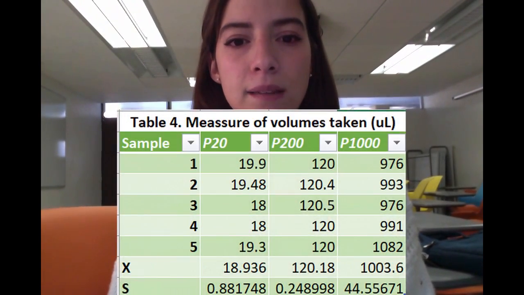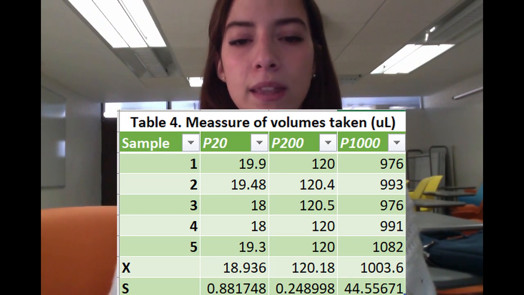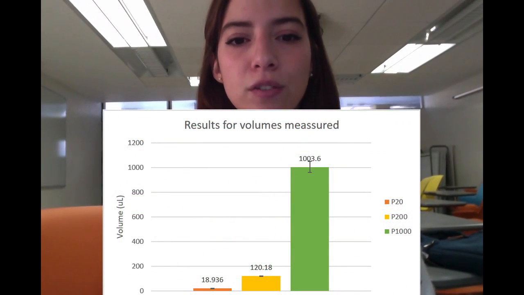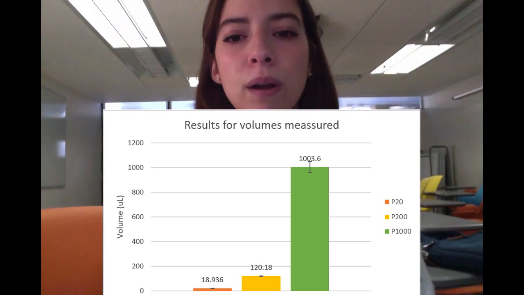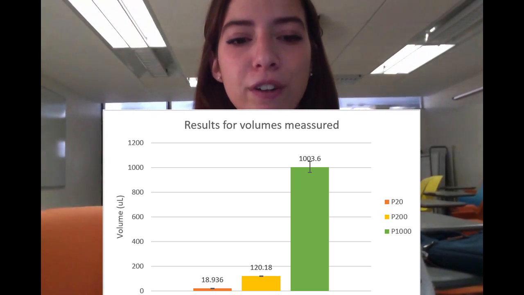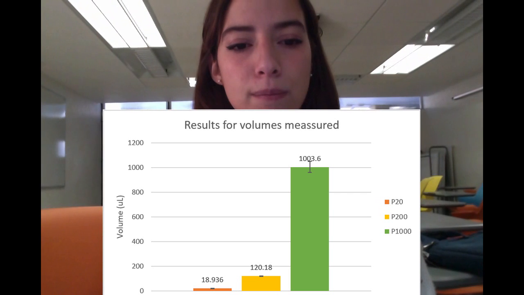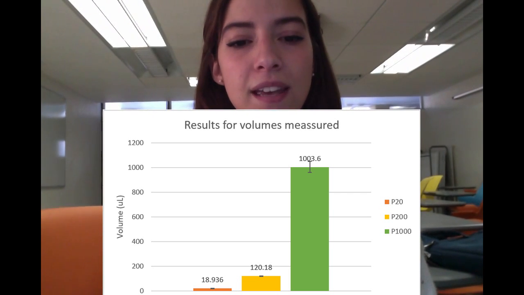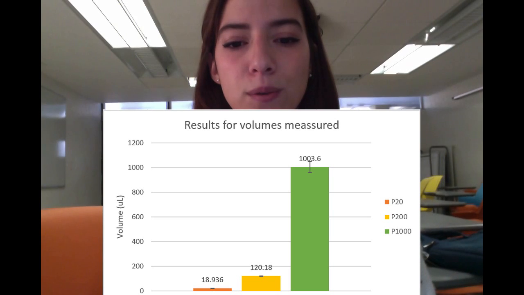The data obtained was graphed in order to have a better interpretation of each micropipette. For the last activity, the maximum volumes of the micropipettes were calculated and registered in a table. The mean and standard deviation for each measure were calculated, obtaining means of 18.966 for the P20, 120.18 for the P200, and 1003.6 for the P1000, and standard deviations of 0.881, 0.2489, and 44.555, respectively.